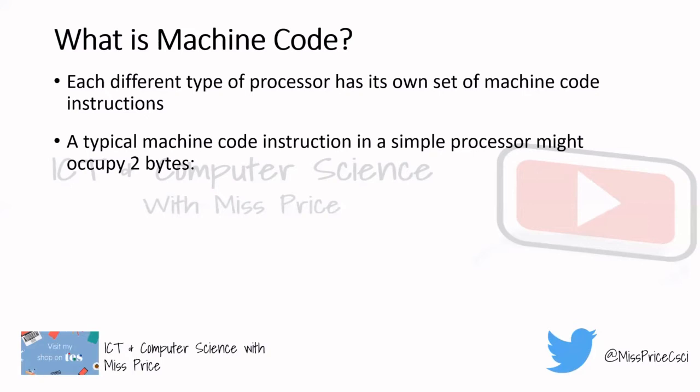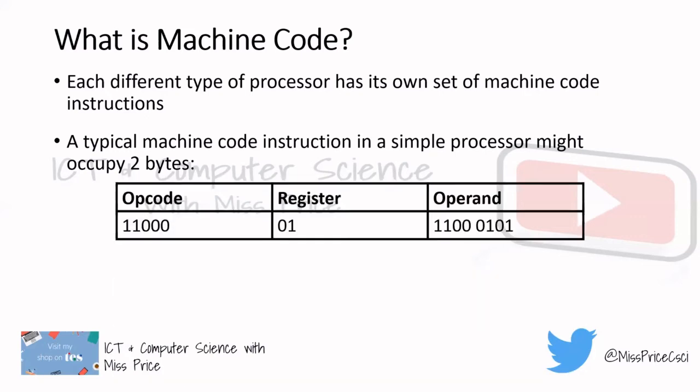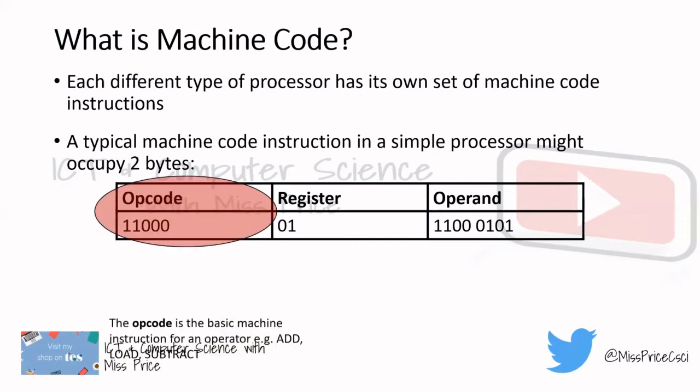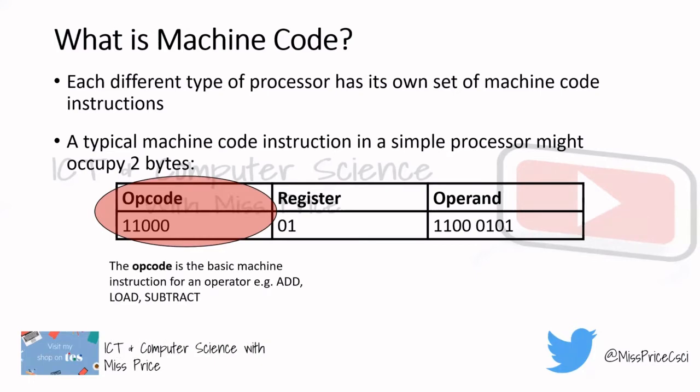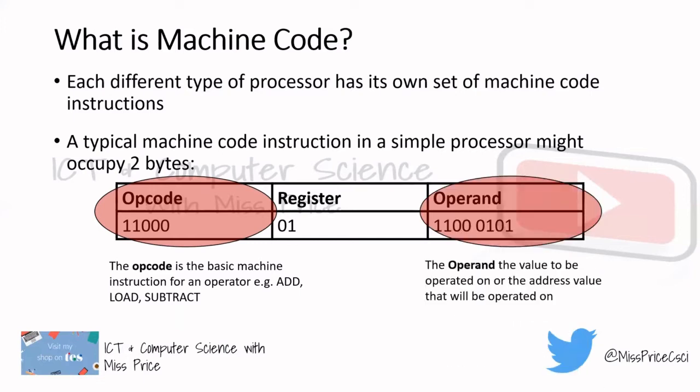So a typical machine code instruction in a simple processor might occupy, say, 2 bytes. So here we go, we've got the opcode, then you've got the register, then you've got the operand. So the opcode is the basic machine instruction for an operator, and what it does will basically be add, load, subtract, divide, and so on. Then you've got your operand, and that is the value to be operated on, and the address value that will be operated on. So this is the value, this is the address, this is where it needs to go, this is when it needs to be executed.